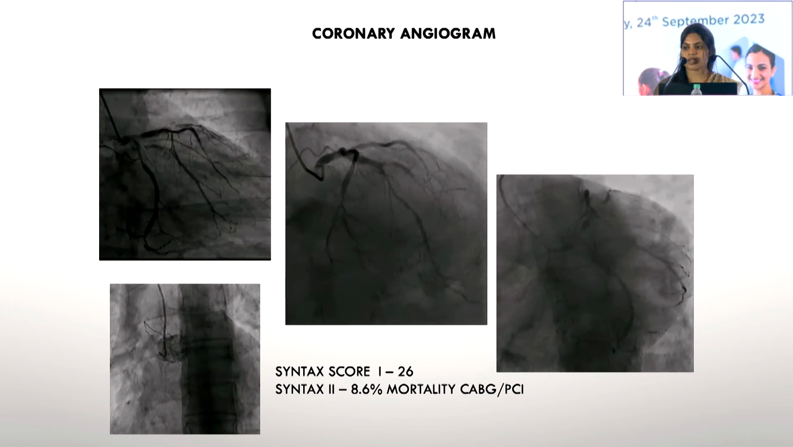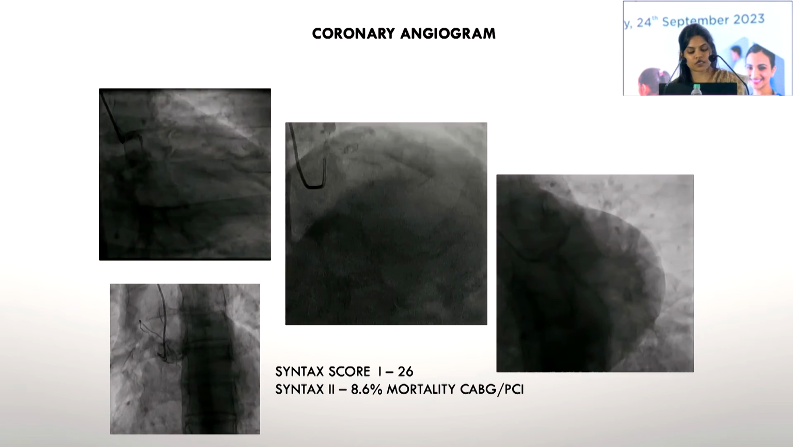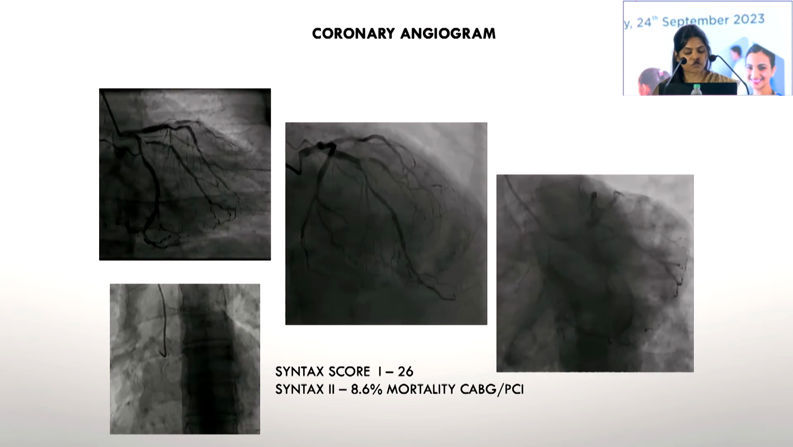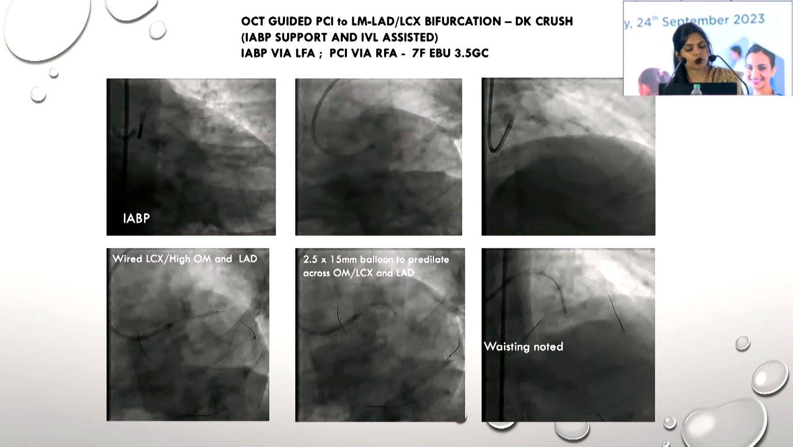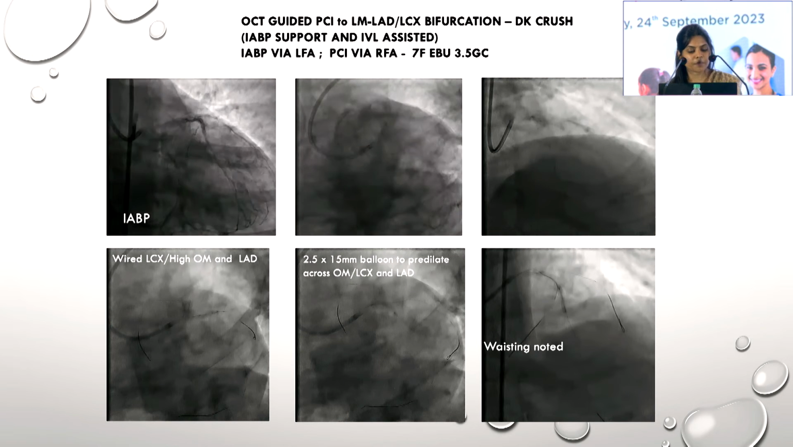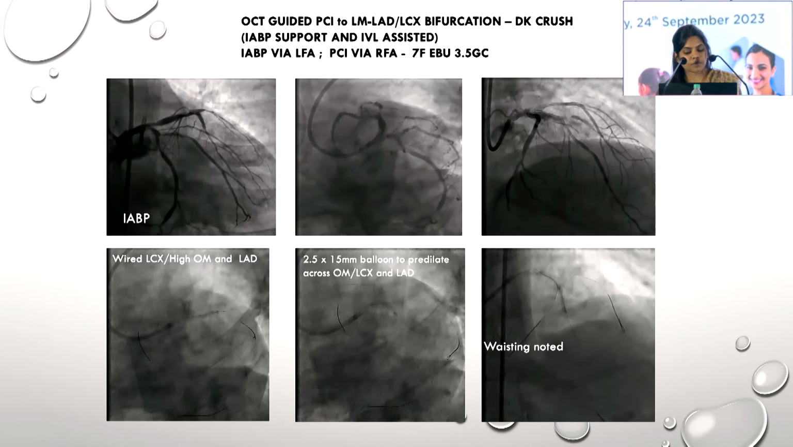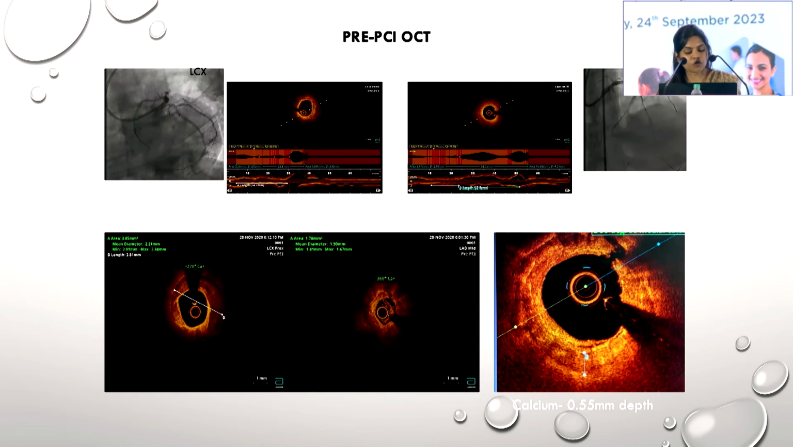Both options of CABG and PCI were given, as the mortality is equivalent for both options. So we went ahead with the PCI, but in view of the low ejection fraction, we used an intra-aortic balloon pump. We ballooned all 3 blood vessels, and then we did an OCT pullback.